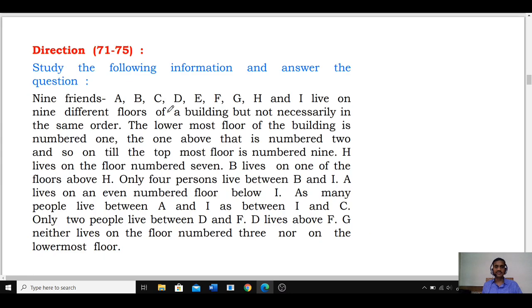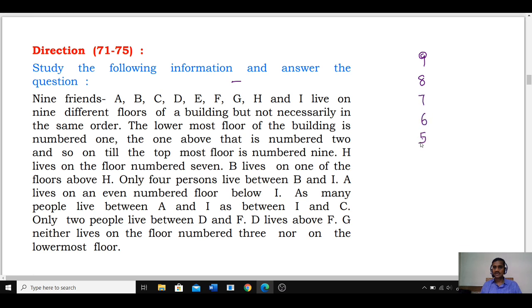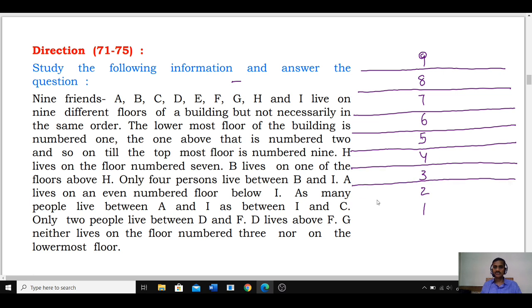Then 71 to 75. Now in this 71 to 75, 9 friends live on 9 different floors of a building but not necessarily in the same order. The lowermost floor is number 1 and so on. Now see, it is based on floor arrangement. 9 persons living on 9 different floors: 9, 8, 7, 6, 5, 4, 3, 2 and 1. How many floors are there in total? 9 floors. 9 persons are living on these 9 different floors.